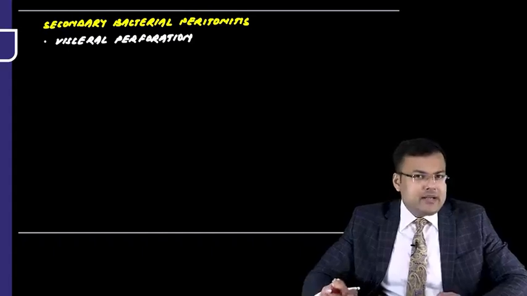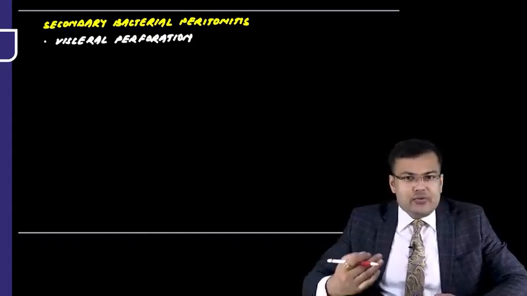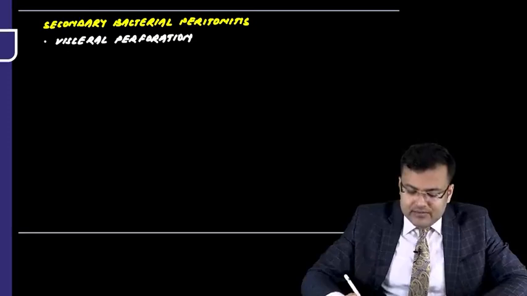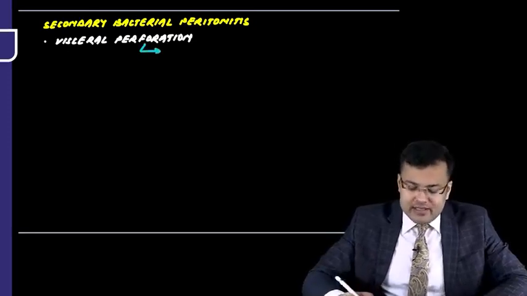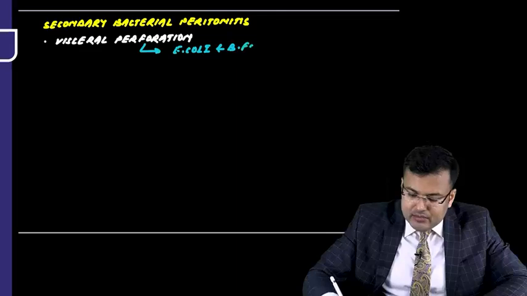Next is secondary bacterial peritonitis. It is secondary to visceral perforation, and whenever there is visceral perforation, fecal matter will enter the peritoneal cavity. So the most common organisms are E. coli and Bacteroides fragilis, as we discussed. This is polymicrobial.